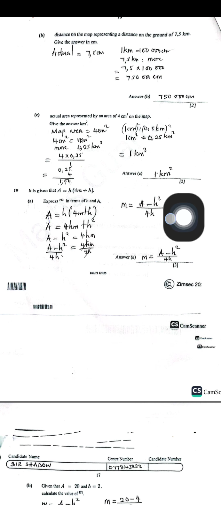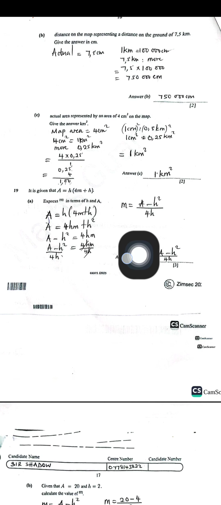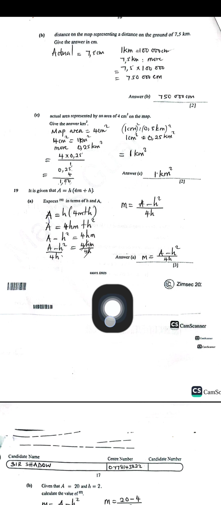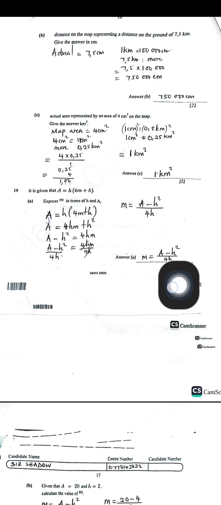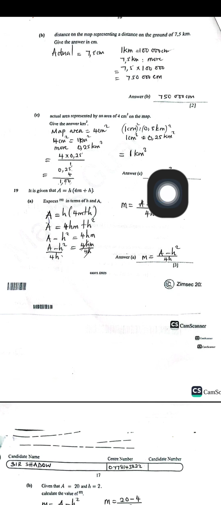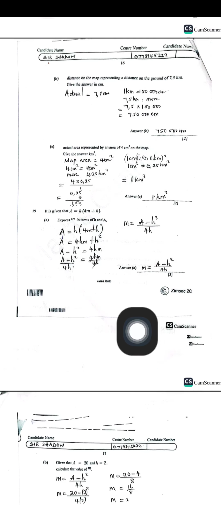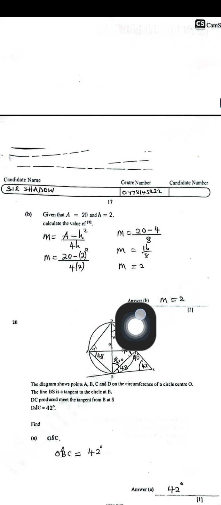Just remember, whenever you manage to make M the subject of your formula, you should not get M also on the right hand side. You should only get M on the left hand side, where you made M the subject of the formula. No M on the right hand side. Once you get M on the right hand side, it means your solution is not correct.